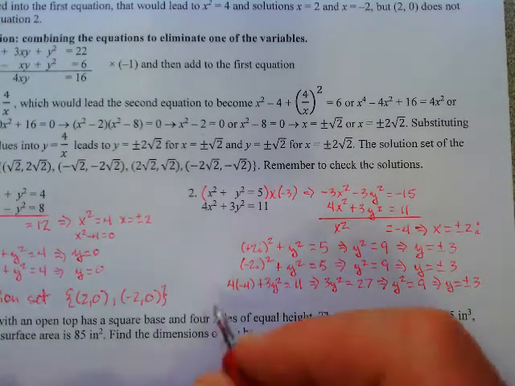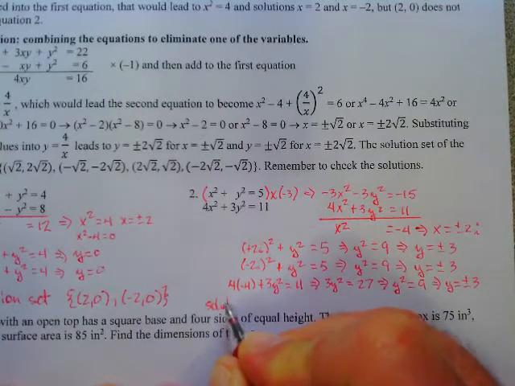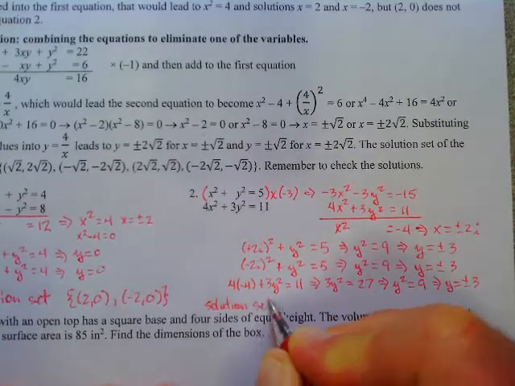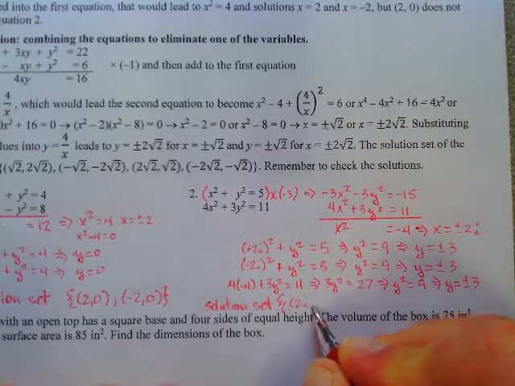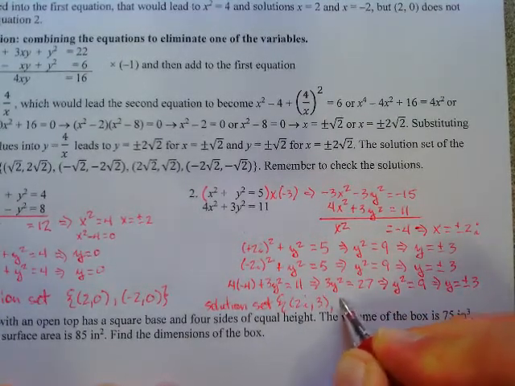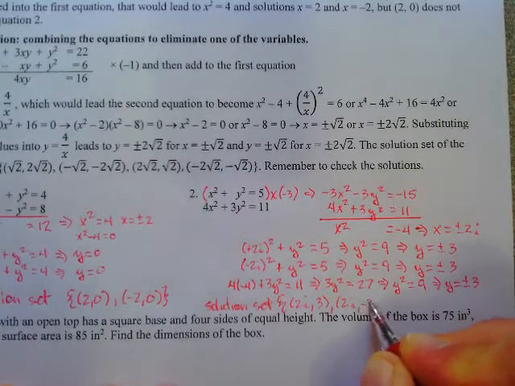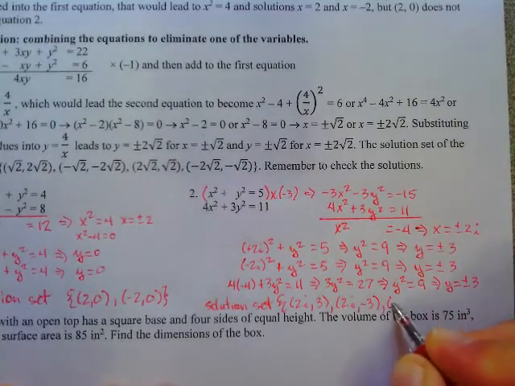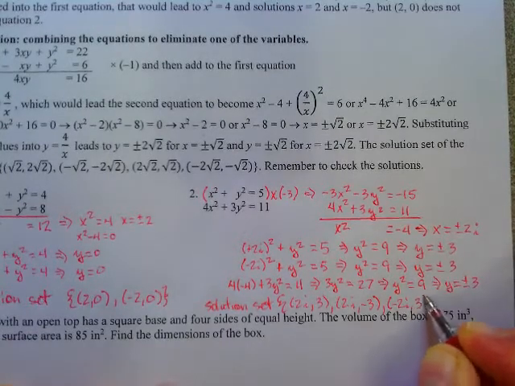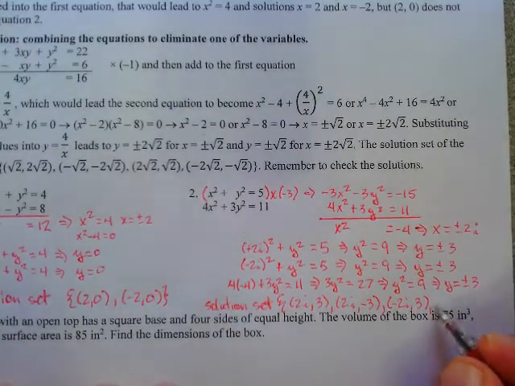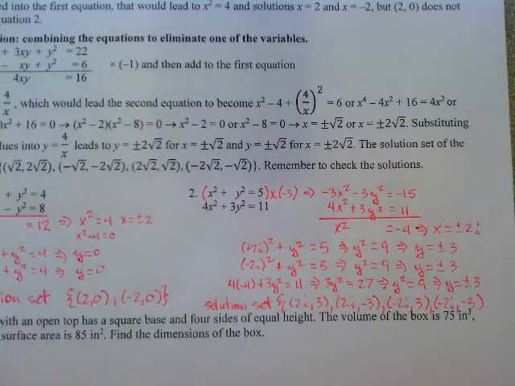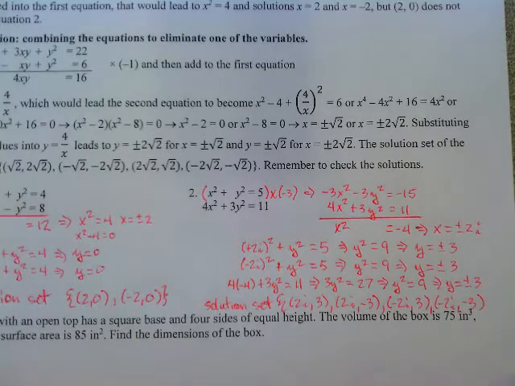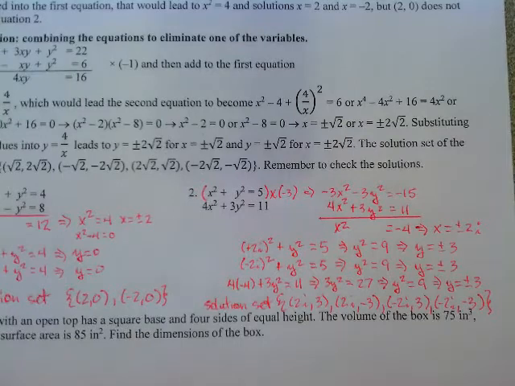So in this case, my solution will be 2i, 3, and then 2i, negative 3, and then negative 2i, 3, and finally negative 2i and negative 3. So there I have 4 connections between the two curves.